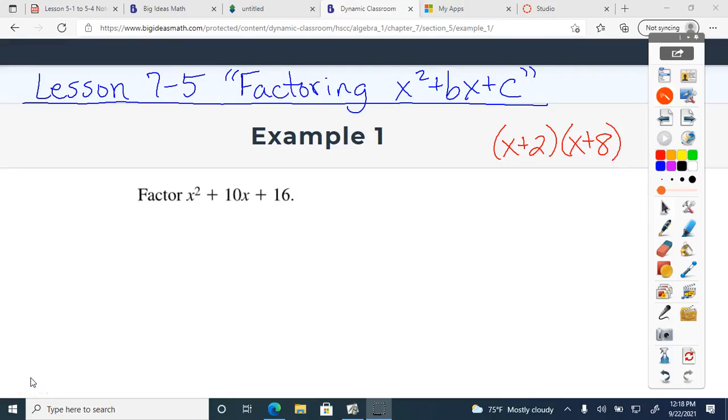Today we're doing lesson 7.5. We're going to be factoring, okay? Factoring polynomials that look like x squared plus bx plus c, all right? Before we do that, though, we're going to have a little review of something we've already done. We just took a test on it yesterday, and that's multiplying, okay? So we're going to do this first, all right?